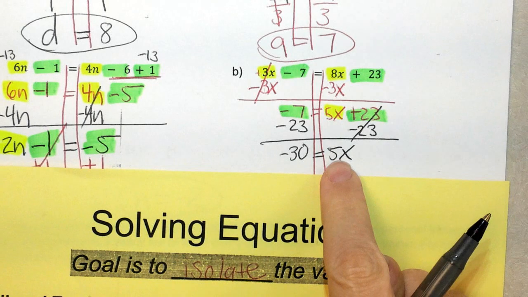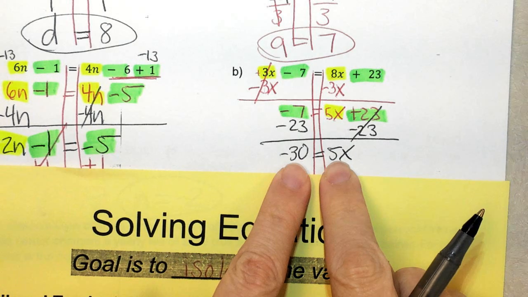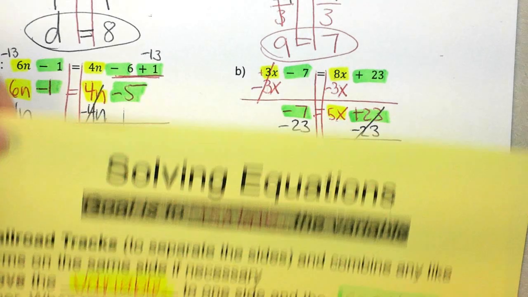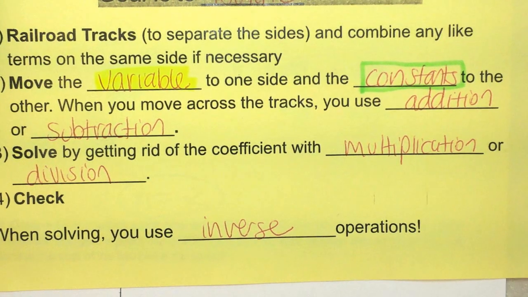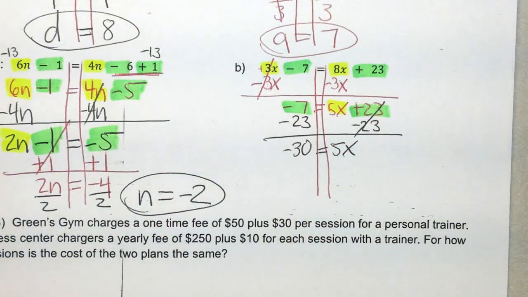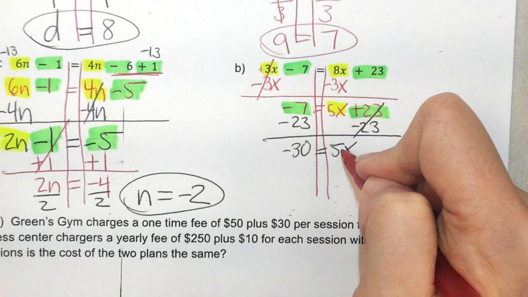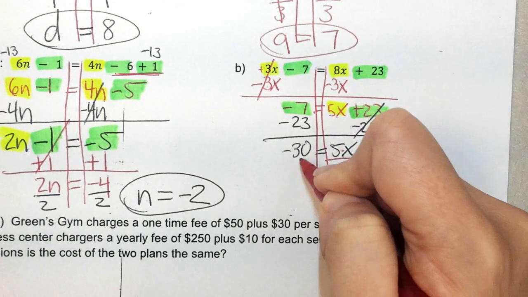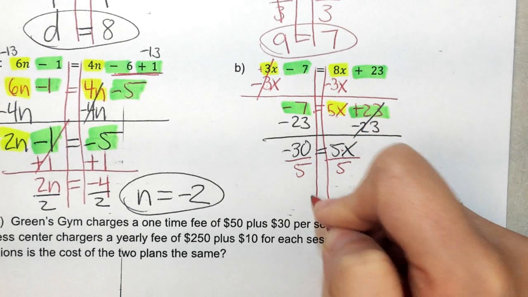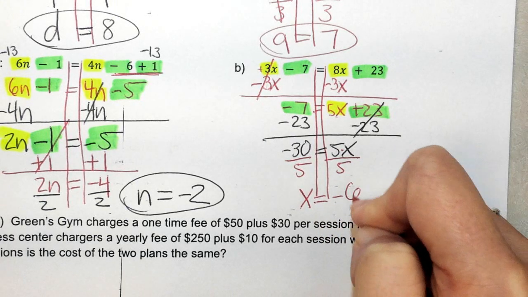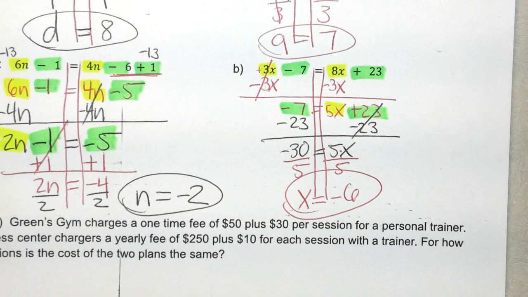Now that I have all my variables on one side, all of my constants on the other, now I'm to step 3, get rid of the coefficient by multiplying and dividing. Since this was multiplication, the opposite is divide by 5 on both sides. I end up with x is equal to -6.